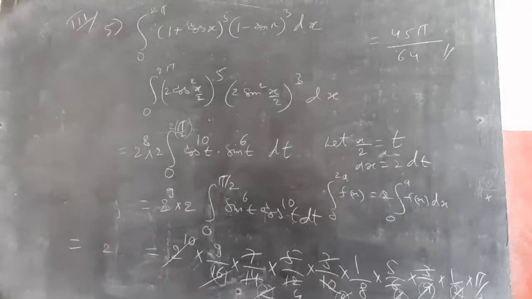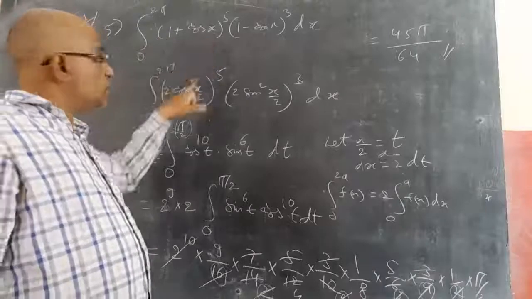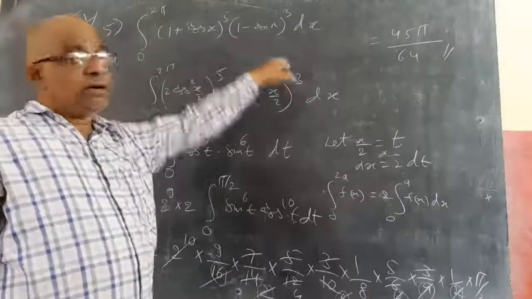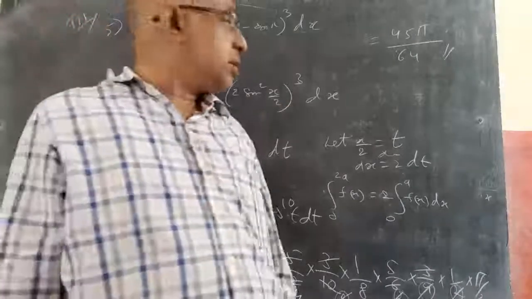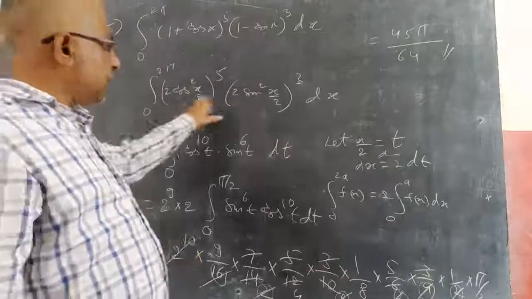So this is how you can do. Whenever you find 1 plus cos theta, you write 2 cos square theta by 2. Whenever you find 1 minus cos theta, you write 2 sin square theta by 2. I told you in first year trigonometry. So using that I did.